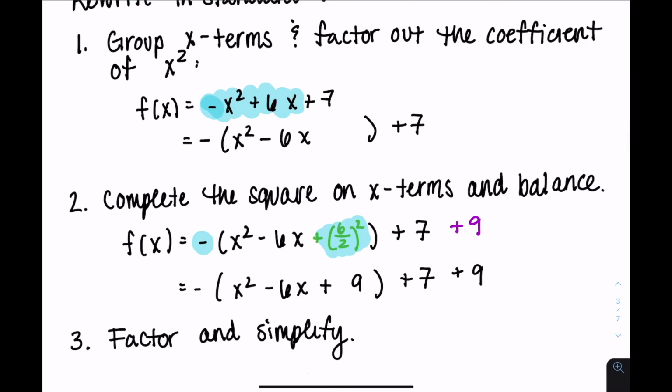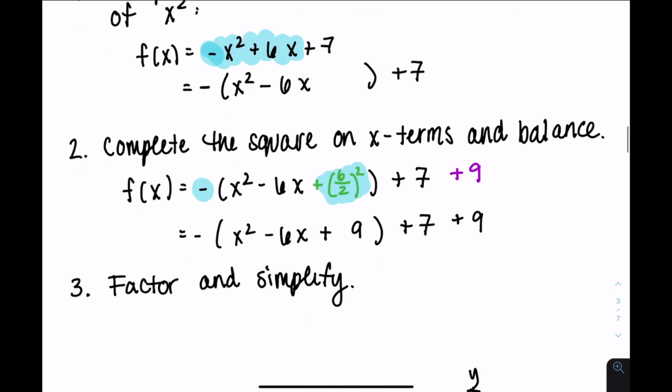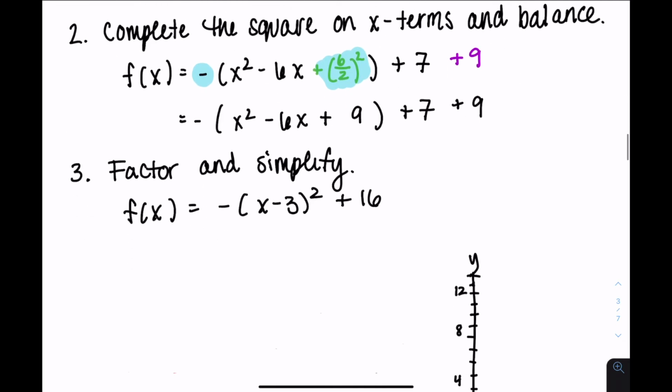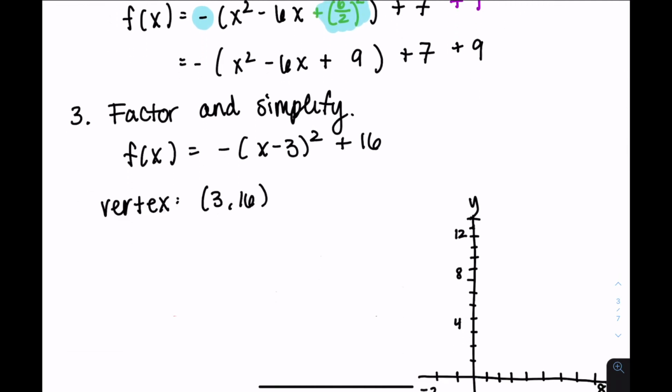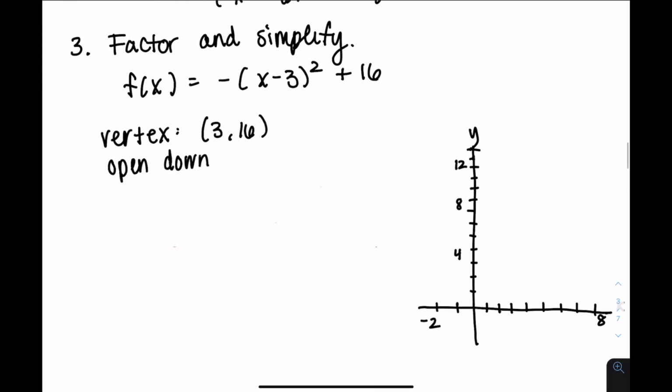Now we can go ahead and factor and simplify this thing. So our function becomes negative times (x minus 3) squared plus 16. So now I've got it in that standard form. So our vertex is going to be at (3, 16). Because that value of a is negative, it's going to open down. Then we want to go through and find our intercepts as well before we actually graph this.